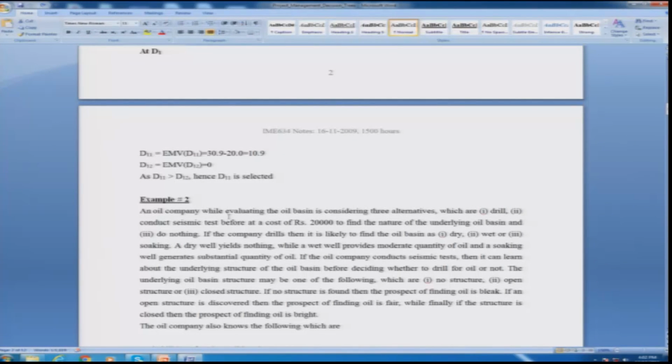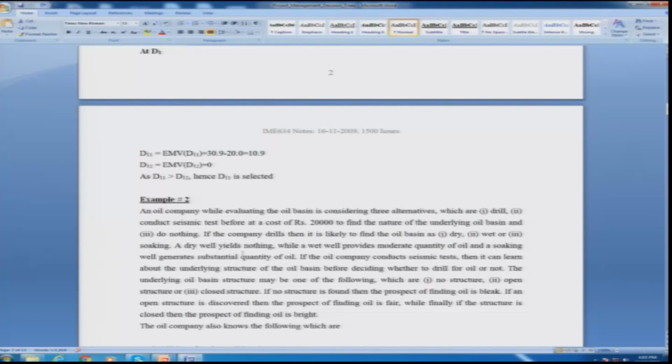Now, you will see that there are 3 alternatives, not 2. It is either drill, conduct a seismic test with a cost of 20,000 and find the nature of the underlying oil basin, or do nothing. So, doing nothing is also an alternative. If the company drills, the oil basin can be of 3 types depending on the geophysical characteristics. Either it can be dry, wet or soaking.